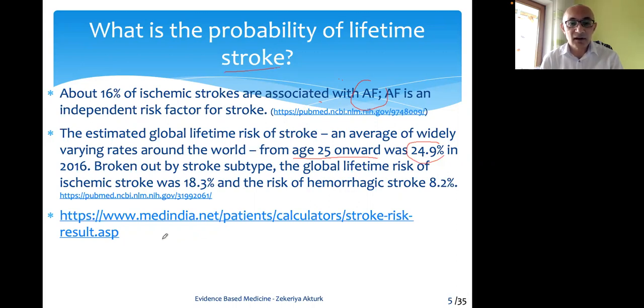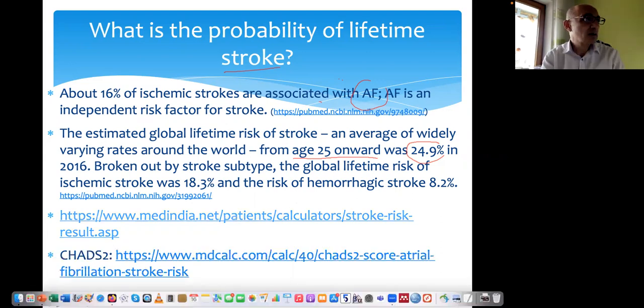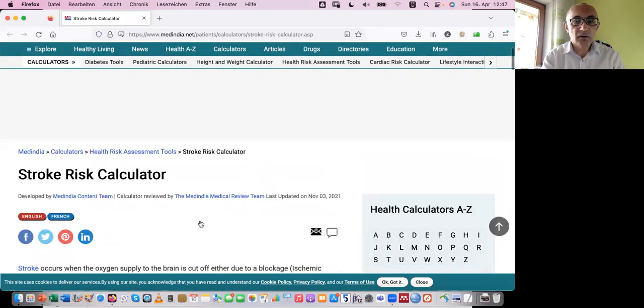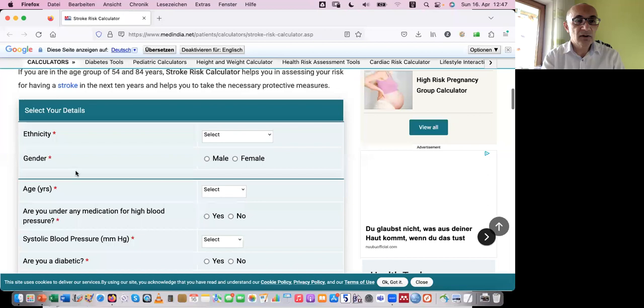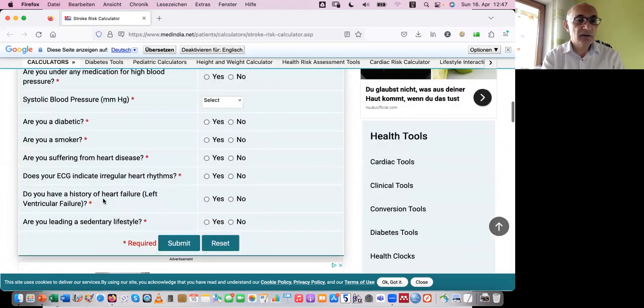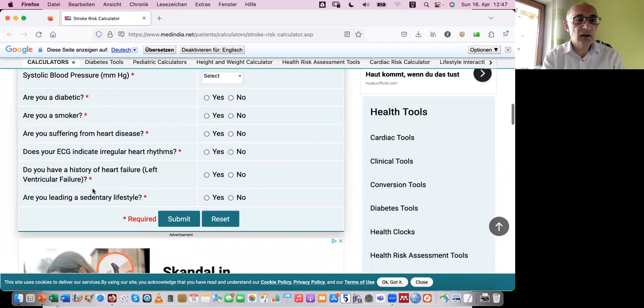And there are risk calculators developed. One of them, for example, here, this MedIndia tool. Let us click on that. Try to click on that, yeah, hold. And show you the screen. Here is the risk calculator. See, stroke risk calculator, and it takes into consideration several factors like ethnicity, gender, age, blood pressure, diabetes, etc., atrial fibrillation or electrocardiographic changes to calculate a risk.